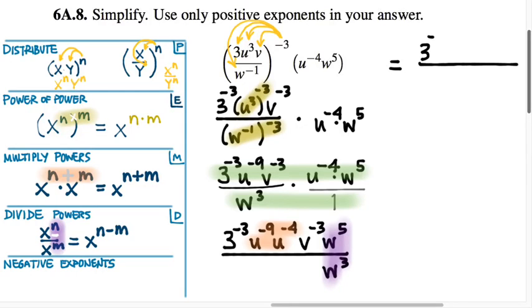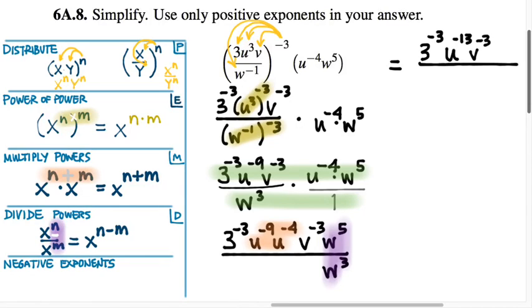What is negative 9 plus negative 4? Negative 13. Those two numbers have the same sign. They're both negative. So when I add them together, it really is an addition problem, and it keeps the sign of the one with the larger value, but since they're both negative, it keeps the negative sign. u to the minus 13. Okay, so that's what happens to my u's.